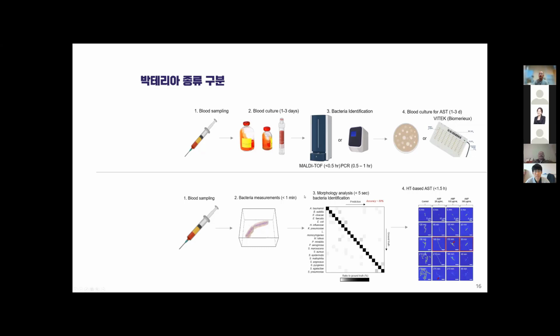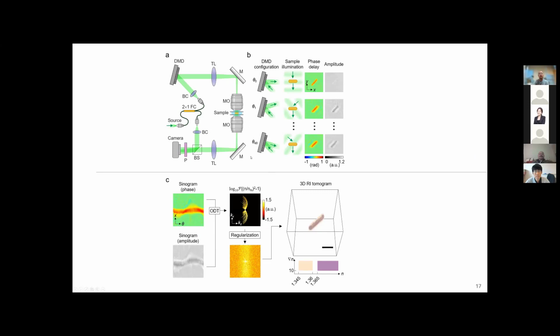And then by culturing, putting this bacteria in the presence of antibiotic condition, then we might be able to do the automatic antibiotic susceptibility test at the same time by measuring these refractive index tomograms upon a few hours. So we have used the Tomocube machine.